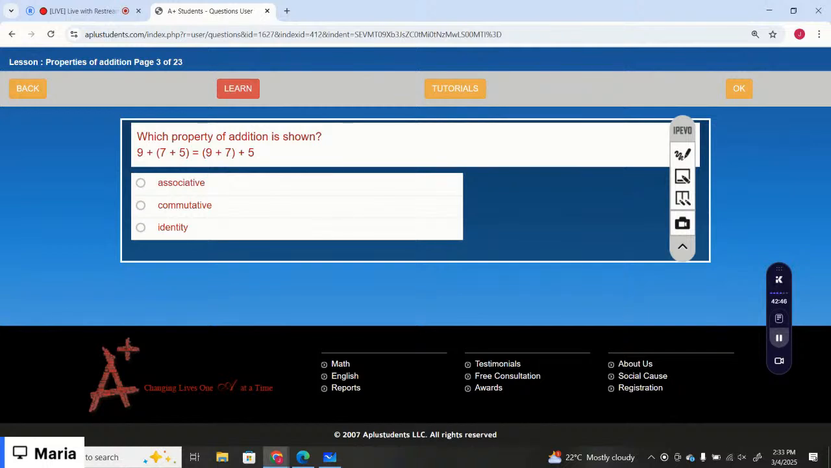Which property of addition is shown? 9 plus 7 plus 5 equals 9 plus 7 plus 5. So which is the correct option? Associative property. Option number one is the correct option. That is associative property.